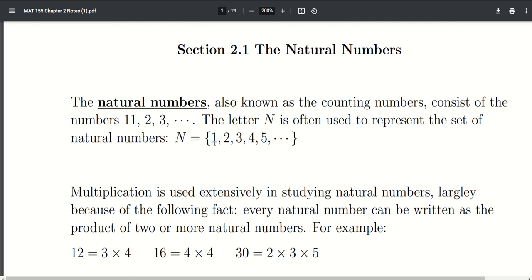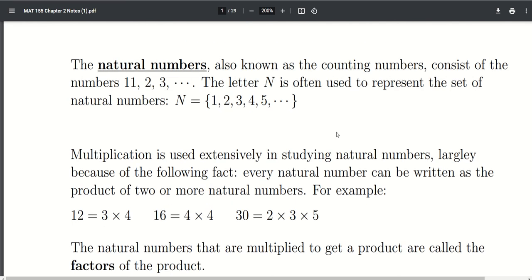So if you had a group of items, and somebody asked the question, how many of something do you have? We always begin our count with the number 1. So 1, 2, 3, 4, 5. This set is the set of natural numbers. It goes on forever. There are infinitely many of them, and they just continue to grow in size by 1.